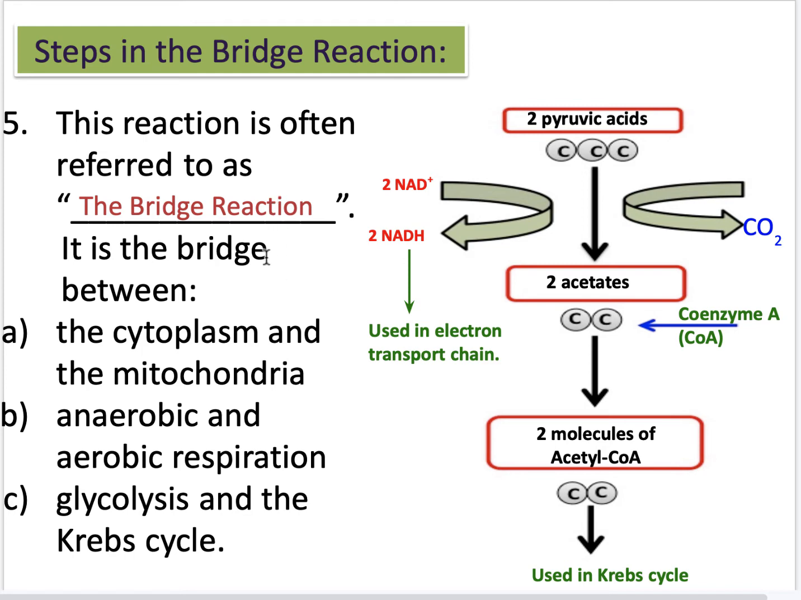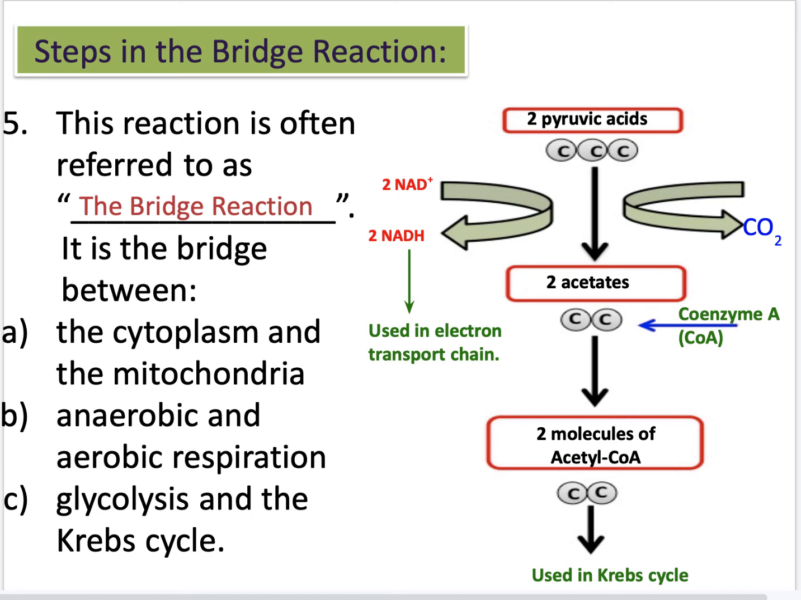This reaction is often referred to as the bridge reaction because it bridges the gap between the cytoplasm and the mitochondria. It bridges the gap between the anaerobic condition of the cytoplasm. Remember, glycolysis happens in the cytoplasm and there's no oxygen present. It bridges the gap between oxygen not being present and oxygen being present in the mitochondria. Finally, it bridges that gap between the reaction that is glycolysis and the chemical reaction that is the Krebs cycle.